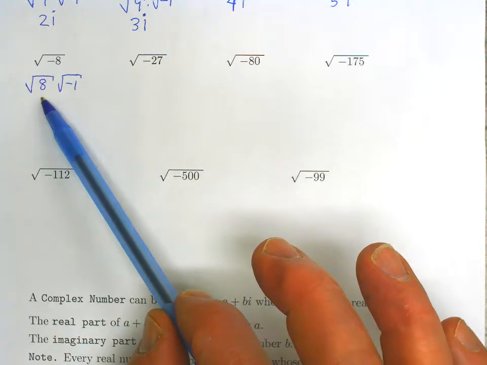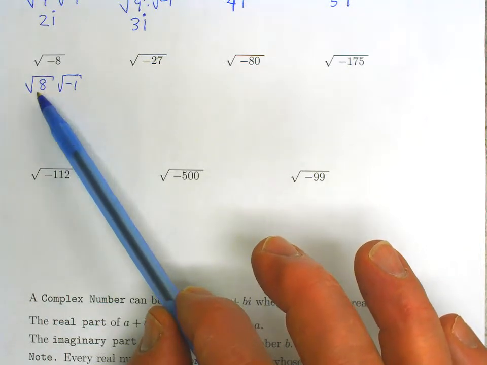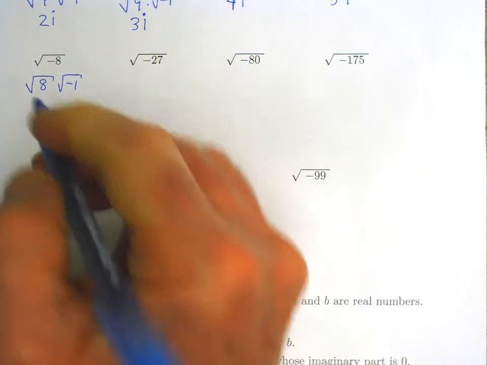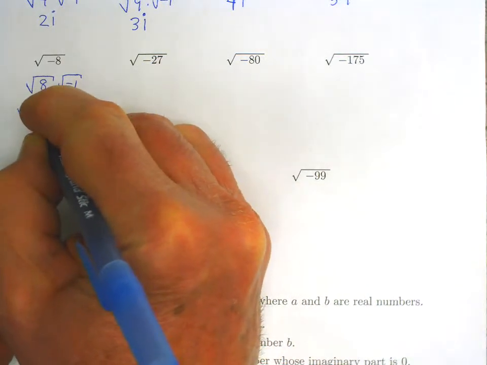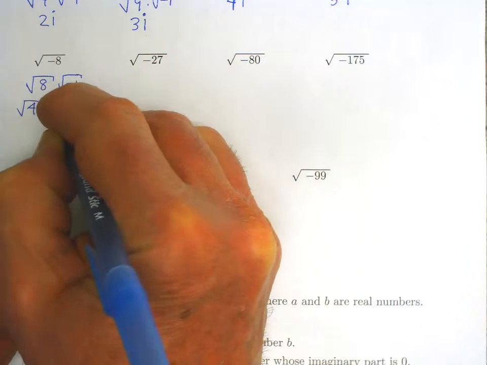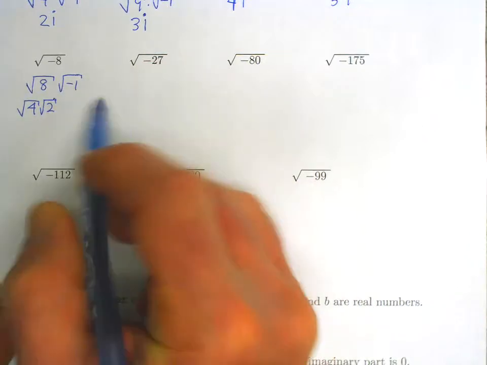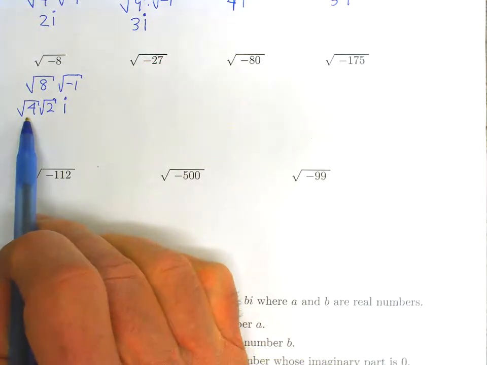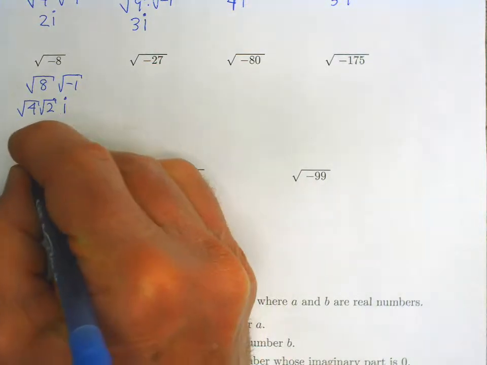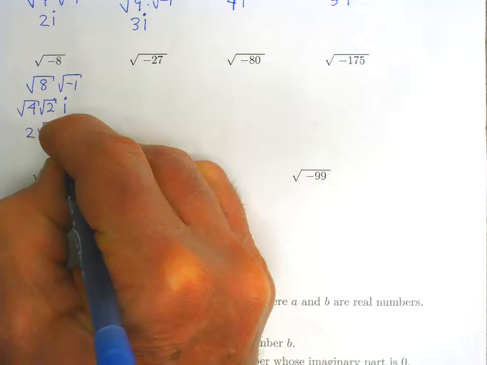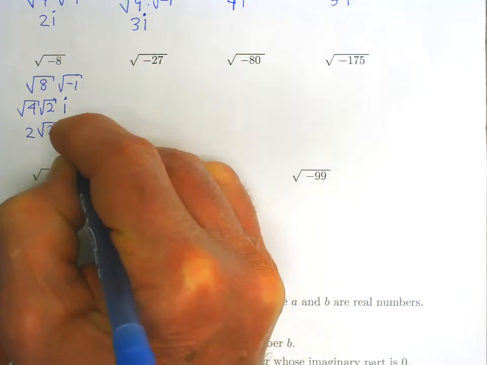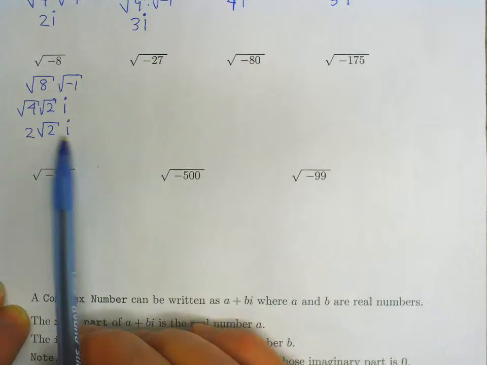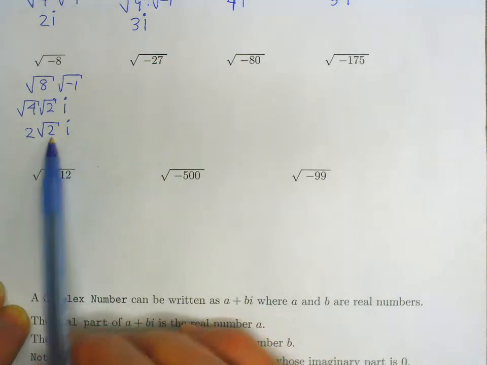The largest factor of 8 that's a perfect square is 4. 4 times 2 is 8. So we'll think of the square root of 8 as the square root of 4 times the square root of 2. And we replace the square root of -1 with i. And then the last step, the square root of 4 is 2. So 2 times the square root of 2 times i. If you write it this way, make sure that the i never is inside the square root.